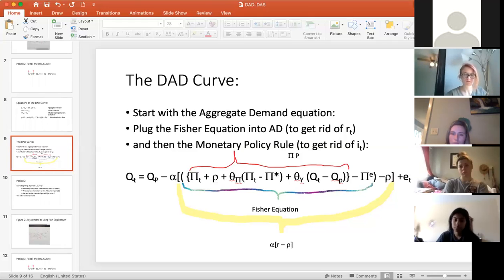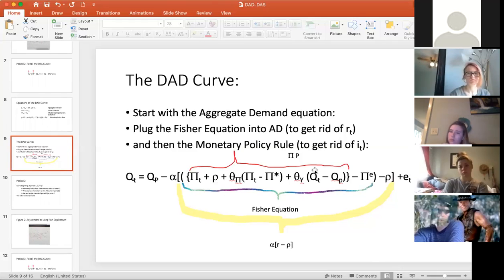Ankitha? Could you repeat that? Yes. GDP rises above potential in period one due to the demand shock. The Fed sees that Q is greater than QP, and according to the monetary rule, what do they do to interest rates? They increase interest rates.